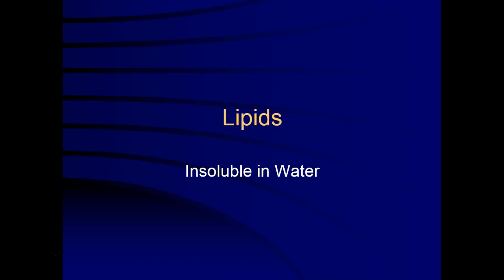Another group we'll talk about are what are called the steroids. These are things like cholesterol, testosterone, estrogen, progesterone, aldosterone, cortisol, cortisone. These are all examples of steroids, which is another type of lipid.